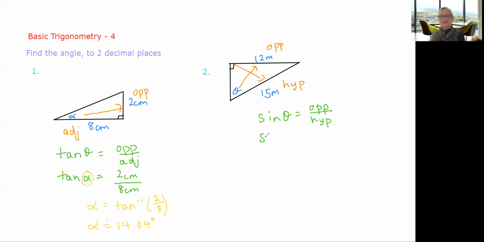Theta is actually theta here. I've kept it the same. Opposite side is 12. We don't need the meters if they're both meters, so that's okay. And hypotenuse is 15. So theta is going to be the inverse sine of 12 on 15. What that's doing is that's saying what angle has a sine of that. So if you do that on your calculator, you should get 53.13 degrees to 2 decimal places. Okay, let's proceed.